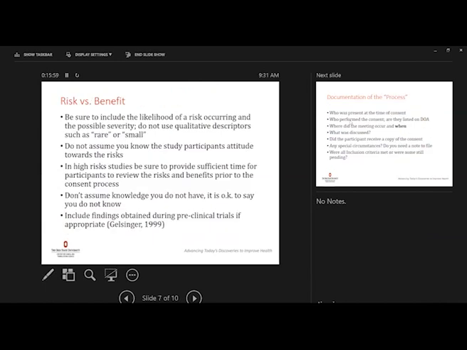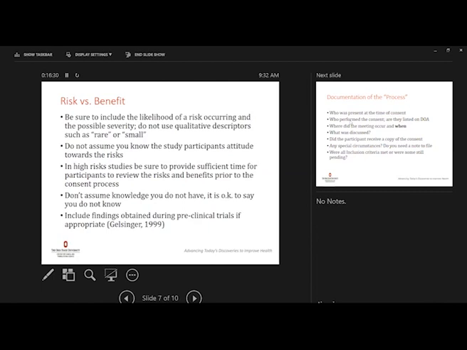So when talking about risk versus benefits, you want to make sure that you include the likelihood that risks can occur. But you want to be careful about the terminology that you use. Since getting into research, I have always become so specific as to the meaning of words because they can really convey a lot.